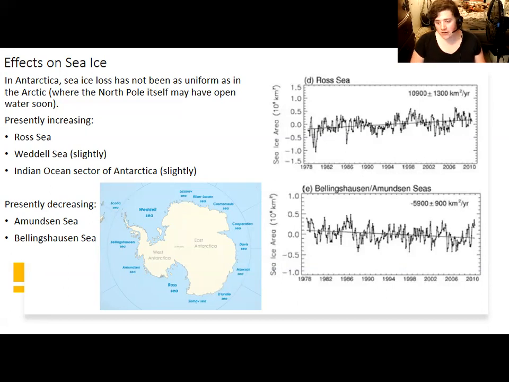In part because Antarctica's various seas are surrounded by continents to different degrees and affected by the Antarctic circumpolar current in different ways, the effects of global warming on sea ice have not been uniform in Antarctica. The sea ice in the Ross Sea has been increasing, and it has also been increasing in parts of the Weddell Sea and in the part of Antarctica lying south of the Indian Ocean.